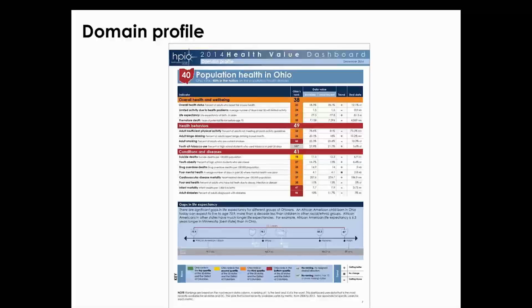We also include domain profiles in the dashboard, which provide a closer look at each of the 7 domains. These domain profiles include the state rank for each metric, a rank for subdomains, data values for most recent and baseline year, trend, so indicating are we getting better, are we getting worse, or have we stayed the same, and then also the best state value to provide some context on how much Ohio needs to improve to be ranked more highly.